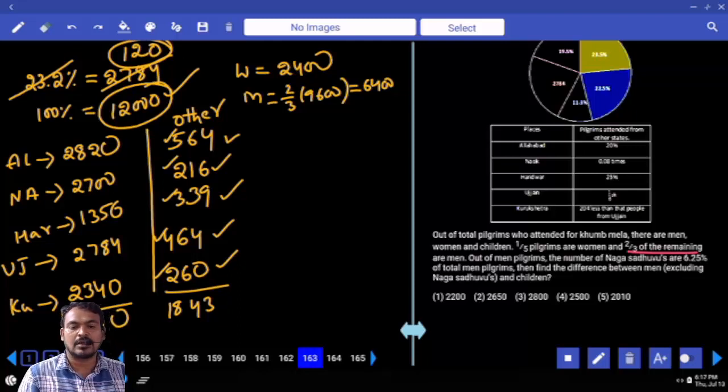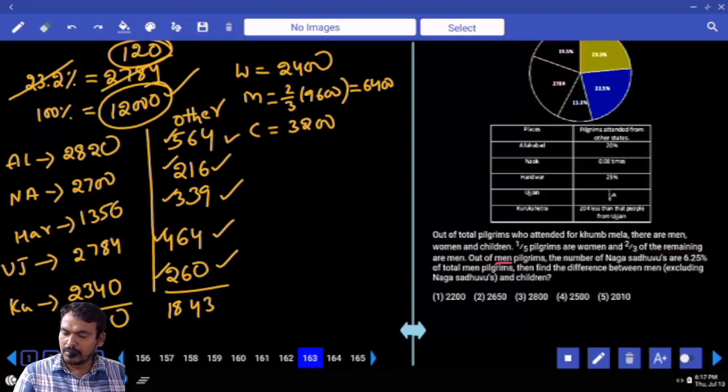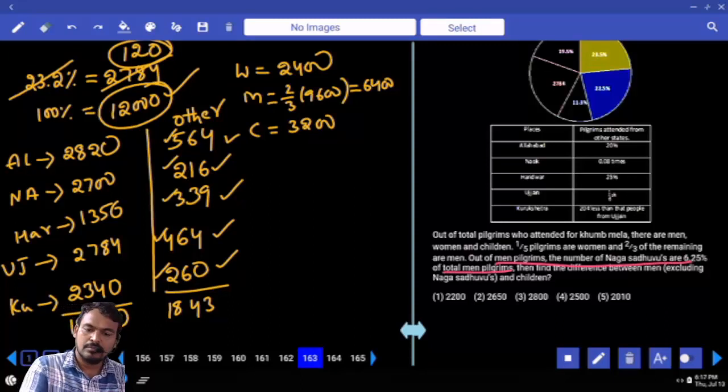How much value is completed? 8,800. What is the remaining? 3,200. That is number of children. And what is the question here? Out of the men pilgrims, the number of Naga sadhus are 6.25% of men pilgrims. Means Naga sadhus are 6.25 means 1 by 16. 1 by 16 of 6,400 means how many members? 400.